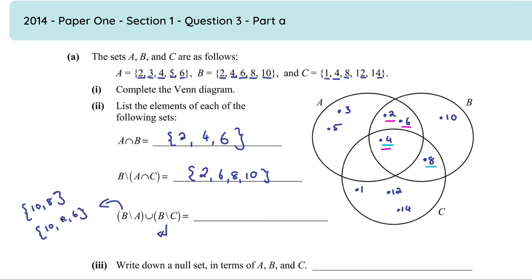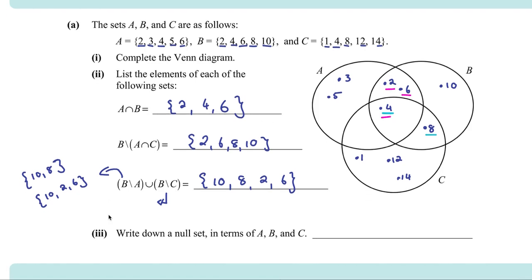Now, the union of them is when you add all of the elements together. So you're going to add all of the elements together in one set. So we'll have 10, don't repeat it, just write 10 once. Then we'll have 8, we'll have 2, and we'll have 6. Sometimes I find it really helpful if you draw out the sets for yourself and just take your time.